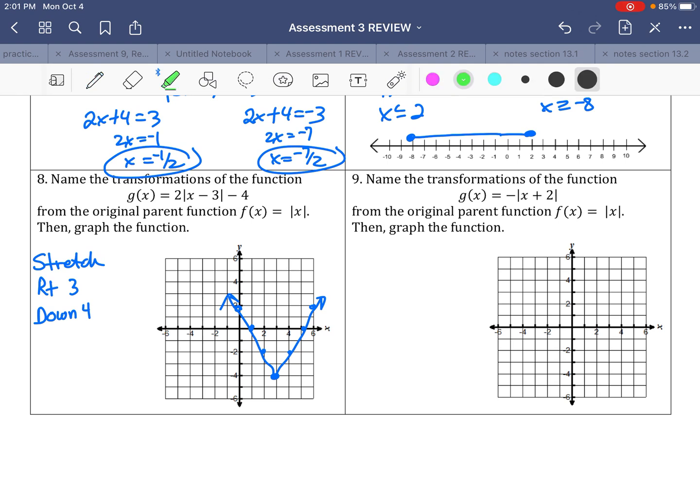All right, let's see, the negative. I got 2 things happening here, the negative and the +2. So those 2 things are causing some changes. So we have a reflection over the x-axis, and we have a left 2. So left 2 is the most important thing, and reflection just flips this over. So then my slope is still 1 over 1, 1 over 1, and there we go.